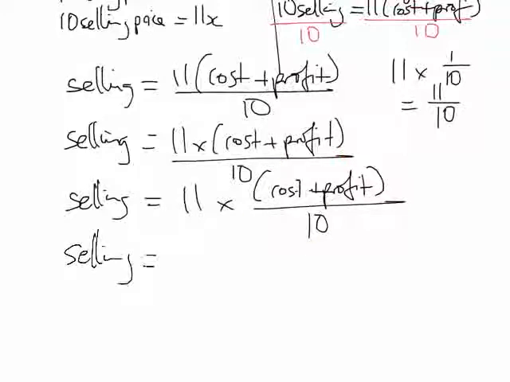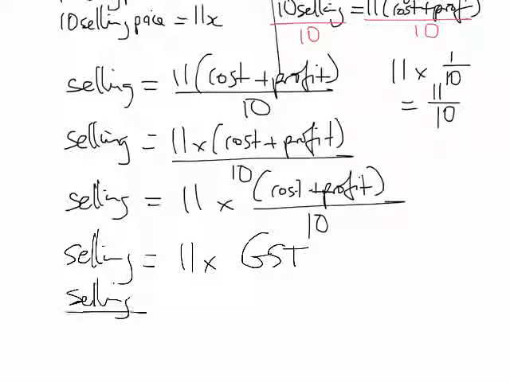Selling equals 11. Oh, that's not 11. Erase. Selling is equal to 11 times by GST. Therefore, selling divided by 11 is equal to the GST, which is what it said in the book. So hopefully that solves everything. Well, you guys probably weren't even thinking about that, but that was a little bit of fun. And hopefully that makes sense of why you divide by 11 to get the GST.